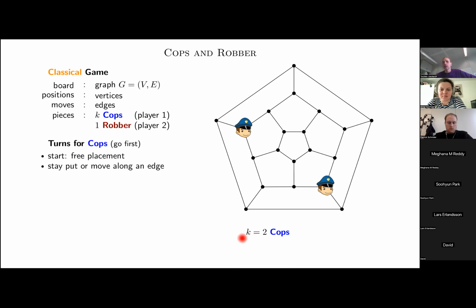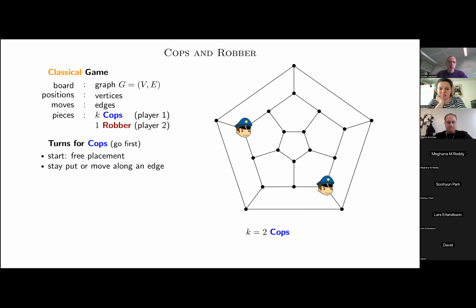So for instance, let's say k is a parameter of the game, say k is 2, so we have two cops here. The game starts by both players seeing the graph, and then the cop player can choose where to position the two cops. So cops start. Initially, they have free placement. And then later on in each turn, they can either move along an edge or stay where they are. And each cop can decide individually. So all of the cops can move, or some can move and some can stay put, and so on.